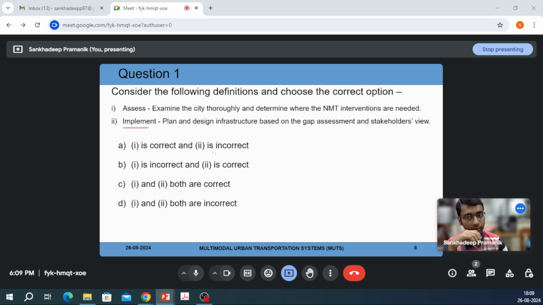Option 1 is correct, option 2 is incorrect; 1 is incorrect, 2 is correct; both are correct; or both are incorrect. These are the options.